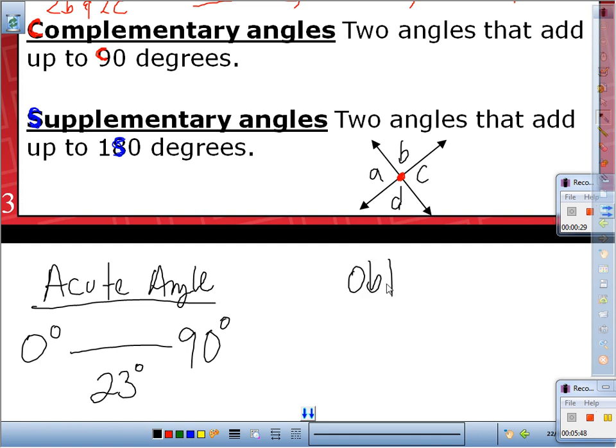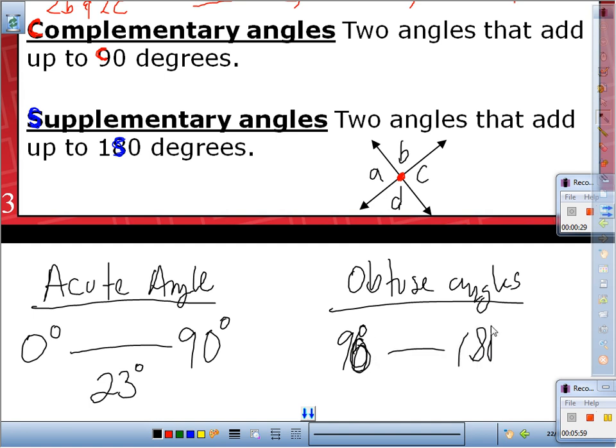Therefore, obtuse angles are angles between 90 degrees and 180 degrees. Yes? All right, so then let's move on.